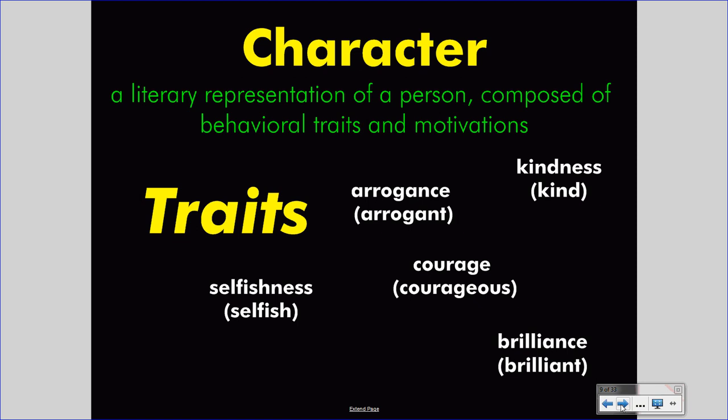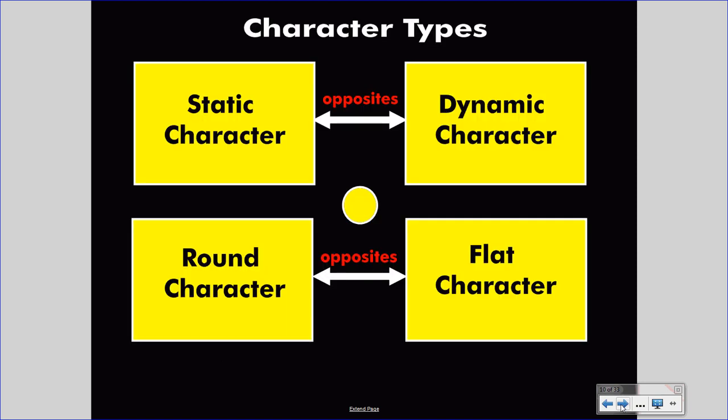As we continue with our discussion of character, we'll see that some characters change their traits over the course of a story. Some characters do not. Some characters display only one clear trait, and some characters display a number of different traits. That's our subject today, character types. Four different character types exist in literature, and these different character types are based on the types of traits, the number of traits, and whether or not the traits change. Today we'll focus on static and dynamic characters.